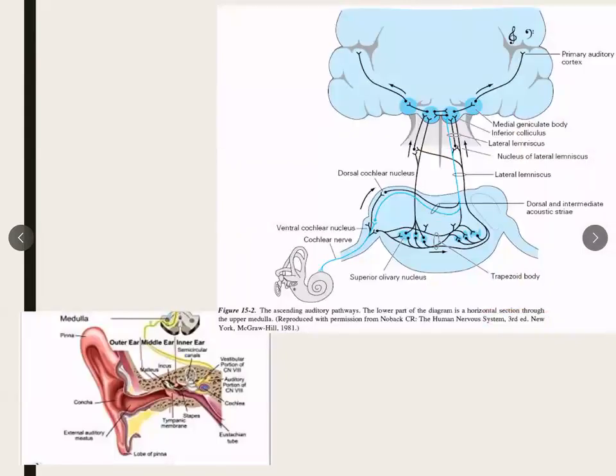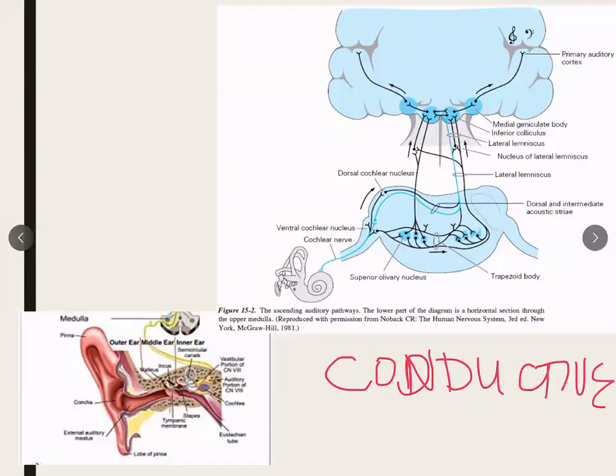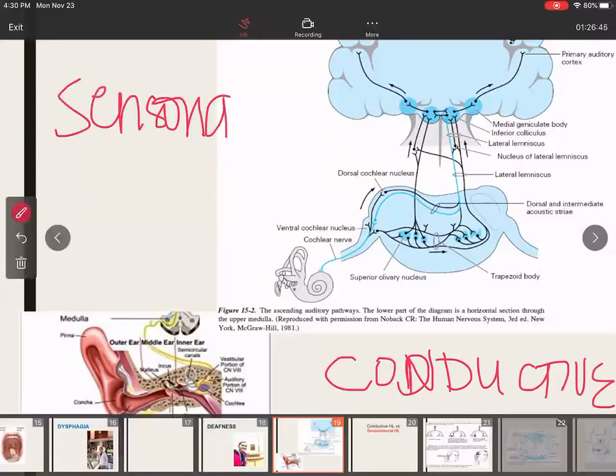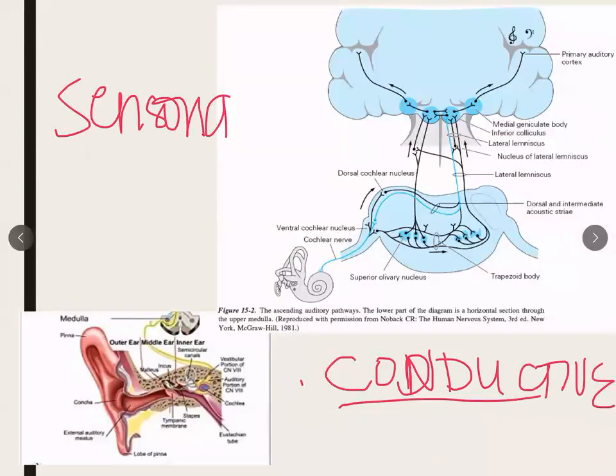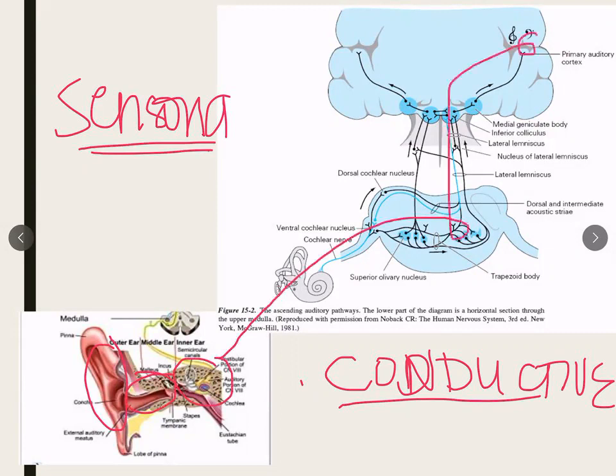So hearing loss can actually be divided into 2: the conductive hearing loss and sensorineural hearing loss. When we say conductive hearing loss, these are secondary to a lesion of your external ear or your middle ear. But sensorineural is secondary to a cochlear problem, up to the brainstem, up to the central, the primary auditory cortex in the temporal region.